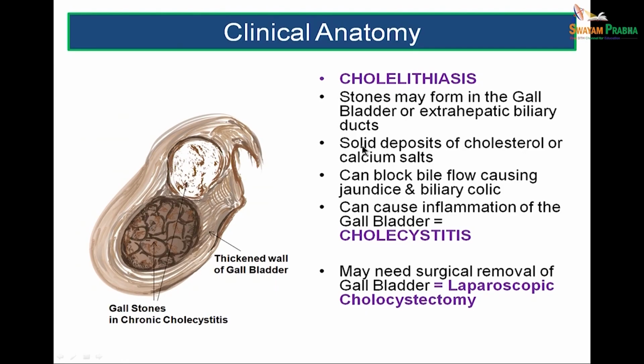The stones are solid deposits of cholesterol or calcium salts, and they are important because they can block the duct system. They can block the bile flow, causing biliary colic and jaundice. They can also cause inflammation of the wall of the gallbladder with thickening, and all this is called cholecystitis. So, cholecystitis is an inflammation of the gallbladder wall. Cholelithiasis is stones in the gallbladder or the biliary tract.